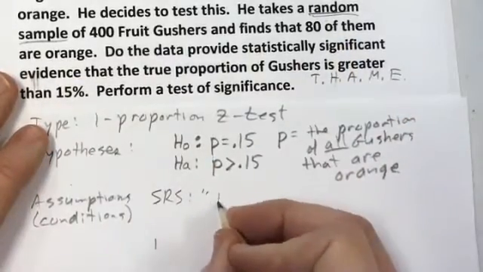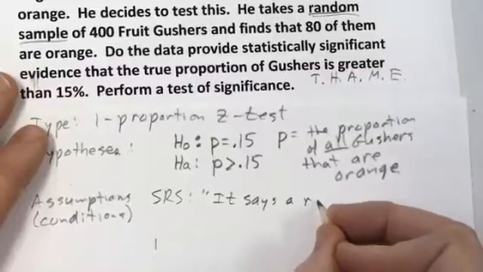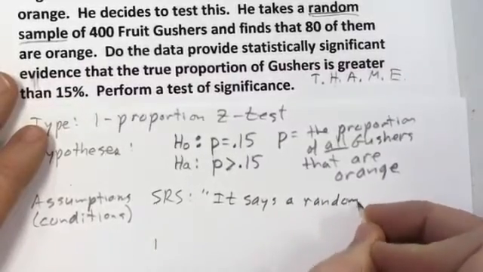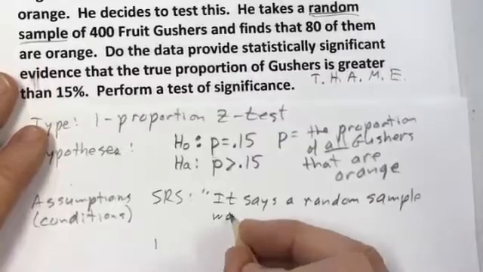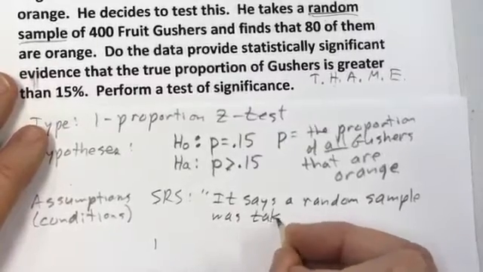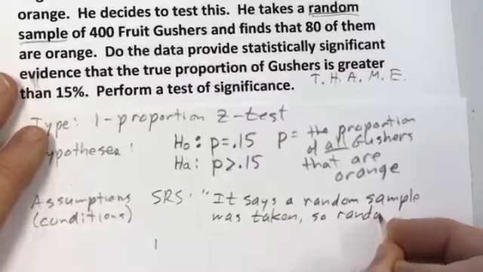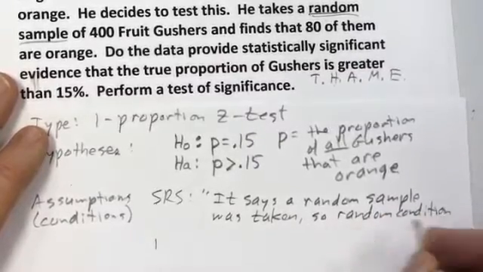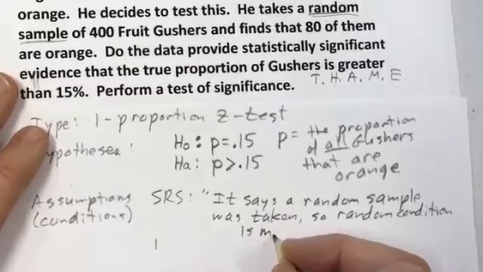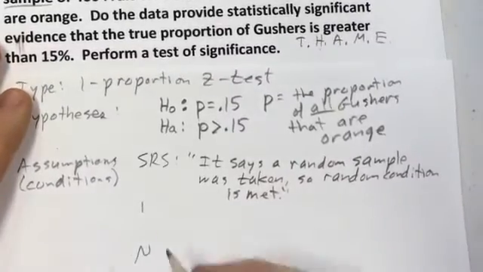So just like last chapter, we would say a random sample was taken, so random condition is met. And we're going to have this condition basically every problem the rest of the year. So you might as well get used to saying it. Okay. All right. So then we have independence.